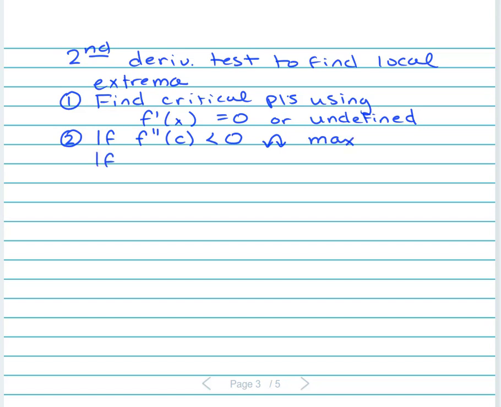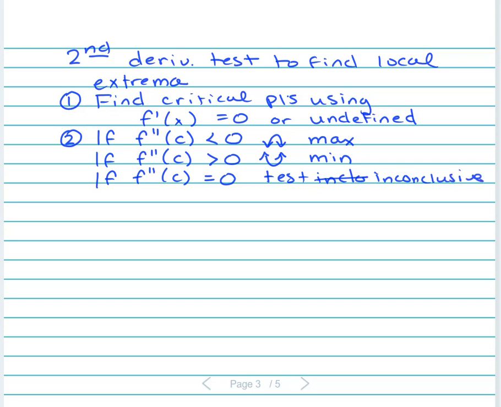If the second derivative is greater than 0, that means the function's concave up at that critical point, which means there'd be a local minimum there. So the second derivative test is quite a bit shorter than the first derivative test, but it doesn't always work. Because if the second derivative at that critical point is equal to 0, which happens quite a lot, then the test is inconclusive. If the test is inconclusive, go back to the first derivative test.